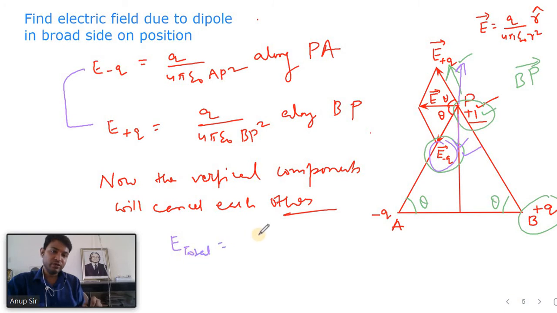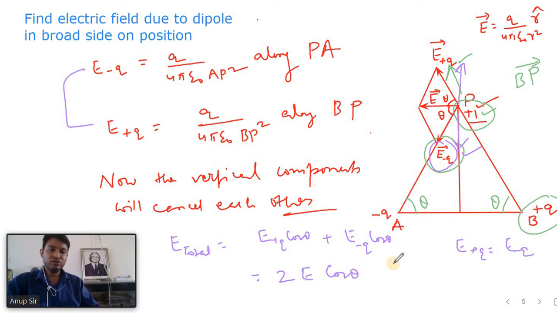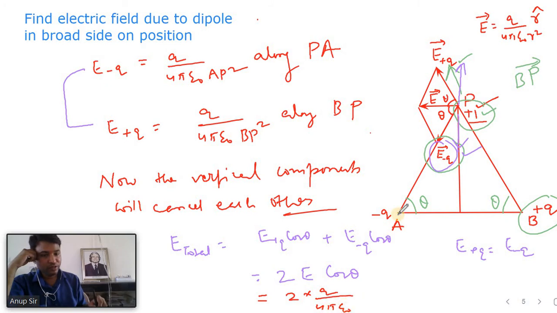So the net electric field will be equal to E plus Q cos theta plus E minus Q cos theta. E plus Q and E minus Q are both equal in magnitude, so we simply write 2E cos theta. What is E? Just put down the value of E. E will be equal to q divided by 4 pi epsilon naught, and any one distance, let us suppose AP square, into cos theta.